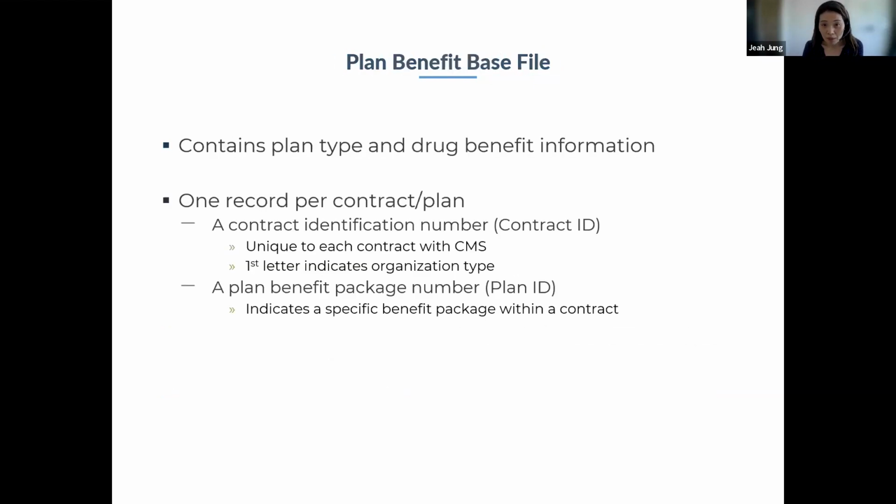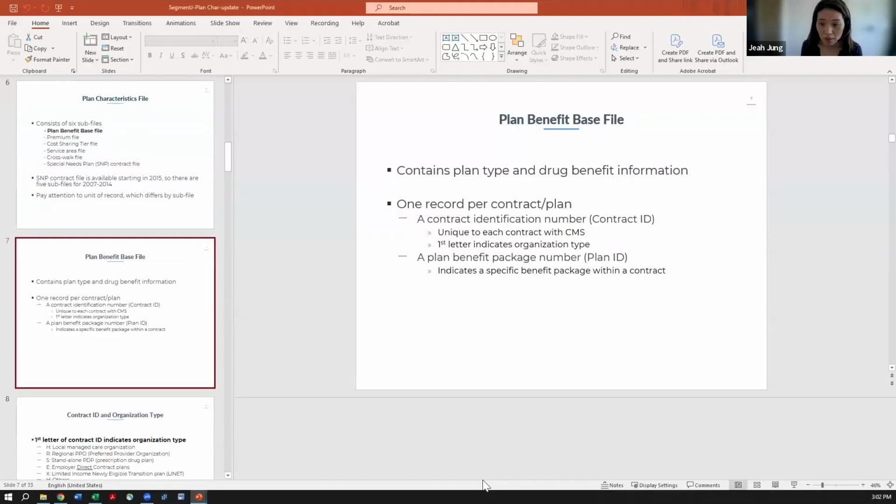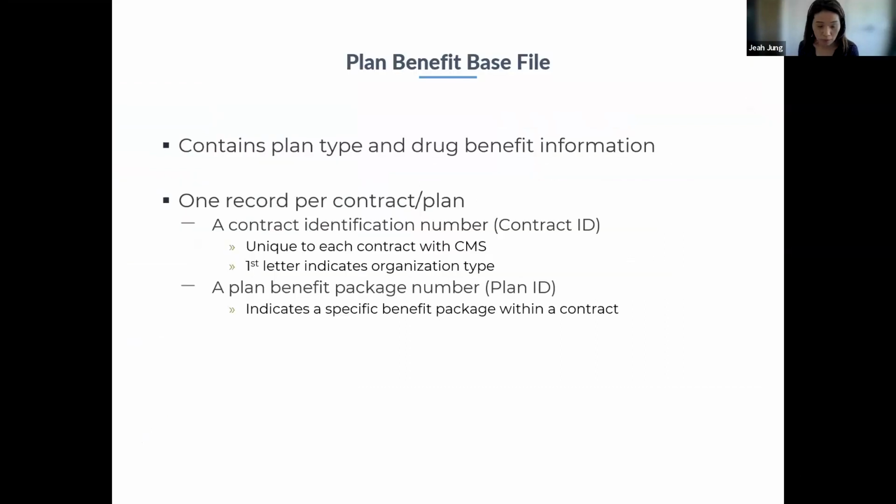So the first is the plan benefit base file. This base file includes information on plan type and drug benefit information. Here the unit of record is contract plan. So contract plan, this always goes together. And in the morning, in Becky's section, Becky mentioned that you always want to concatenate these two variables and use these two variables together whenever you merge.